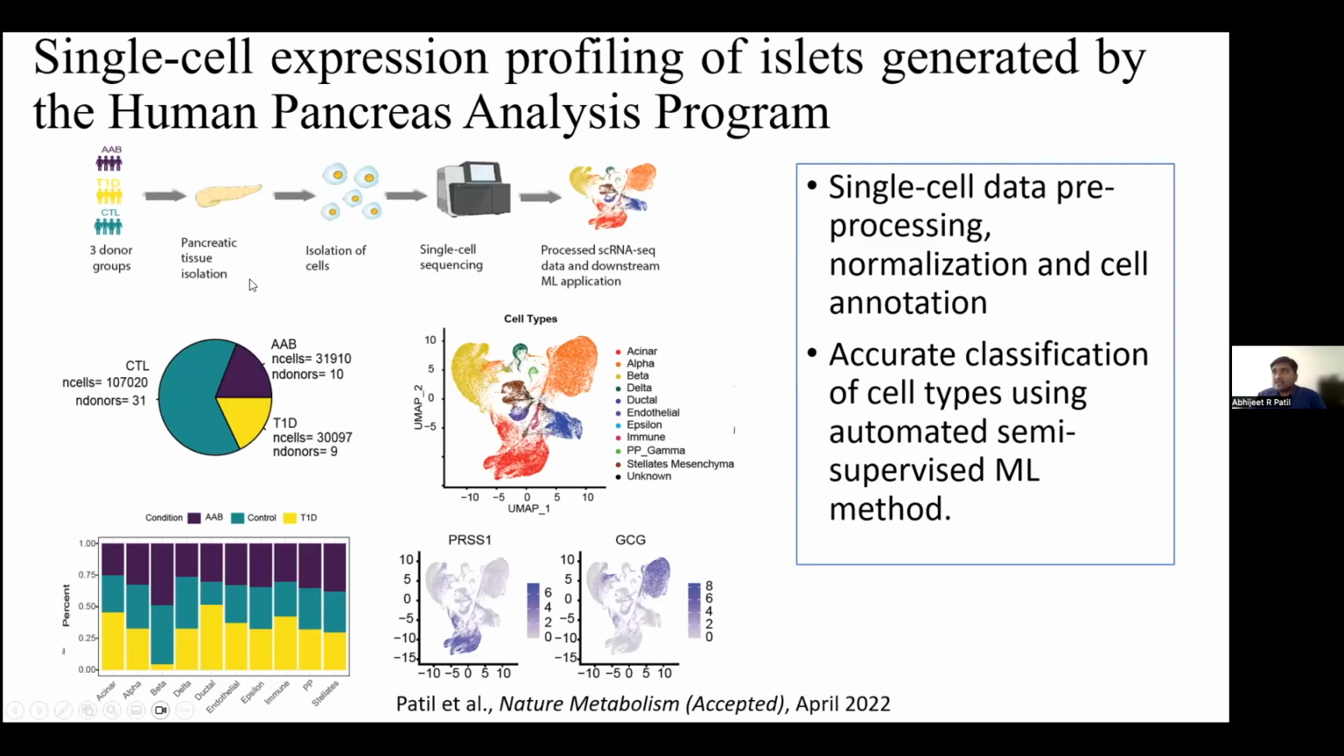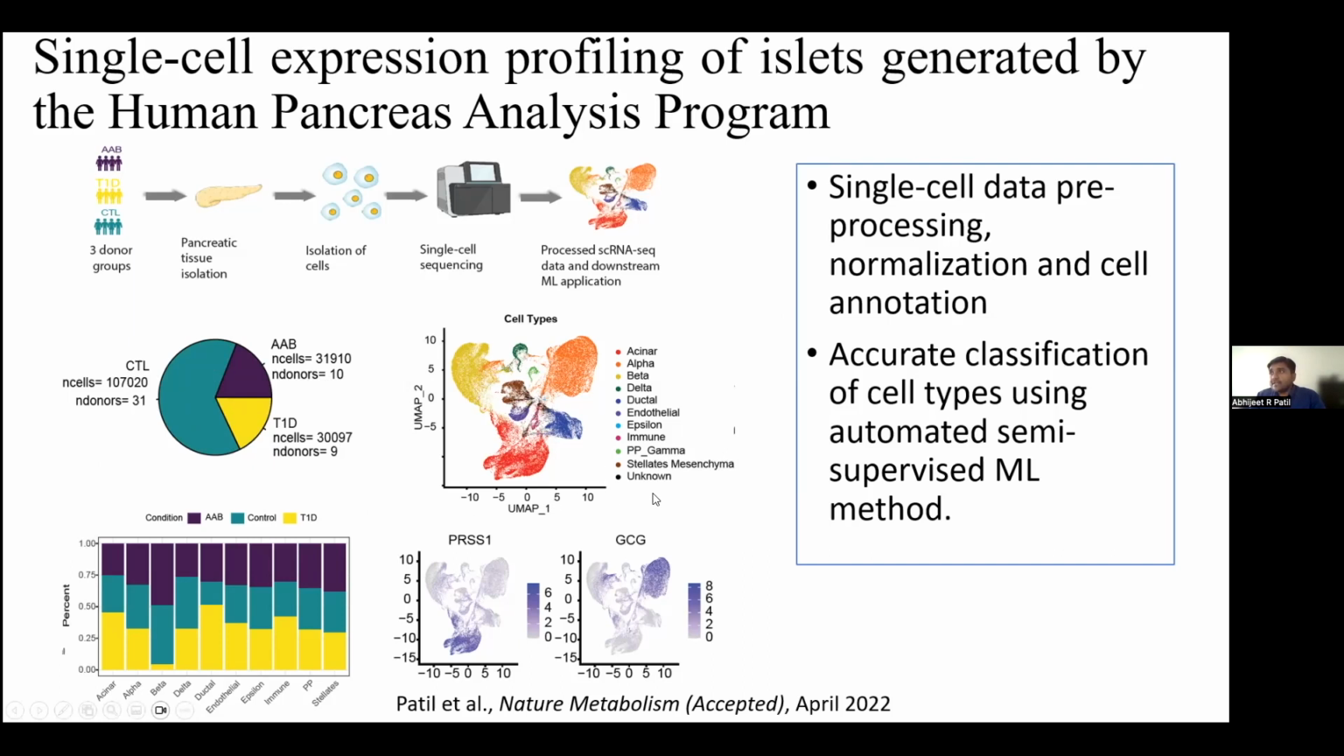So we did the tissue isolation, single cell sequencing, and the annotation. We processed the data using SCTransform, which is from Seurat, and then annotated using a method called SC sorter, which is a semi-supervised machine learning model. So in the data distribution, we have around more than 100,000 control cells, around 30,000 autoantibody positive, and around 30,000 type 1 diabetes.